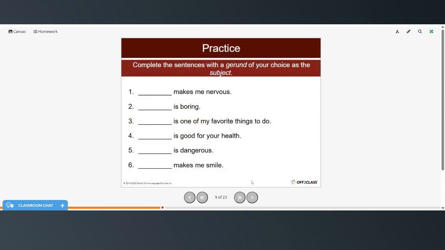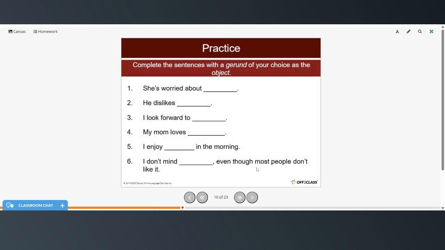All right, so now you can complete each of these sentences with a gerund of your choice as the subject. And if you would like to share some of these in the comments to generate some discussion, that would be great.